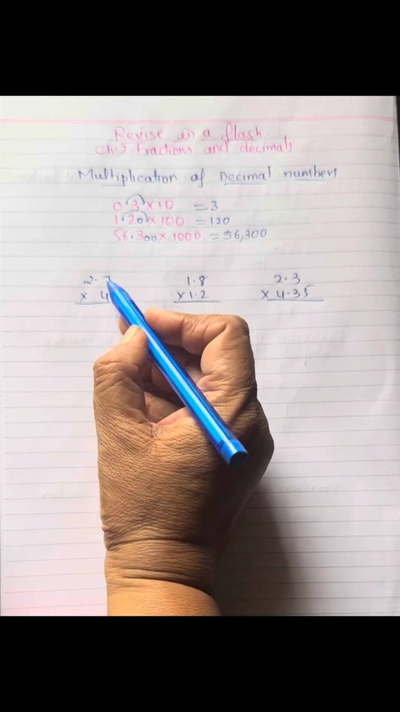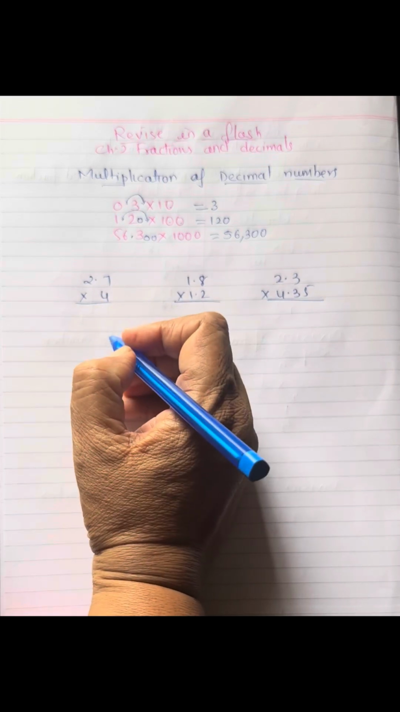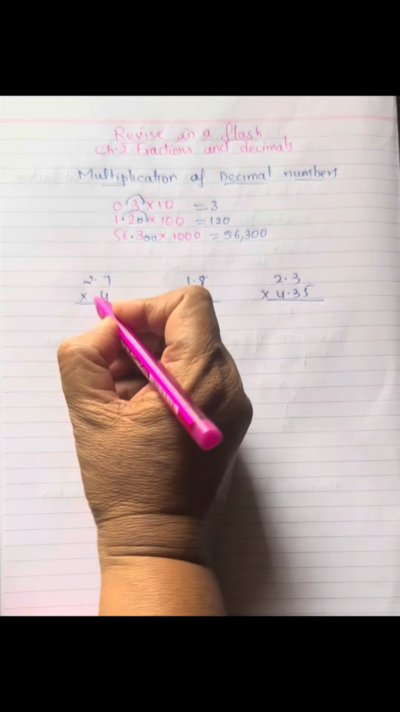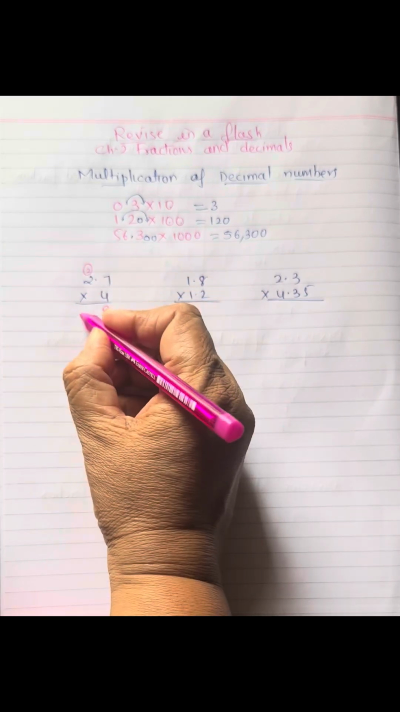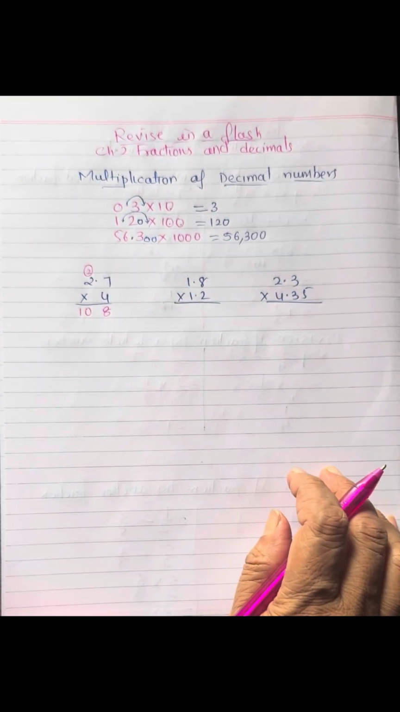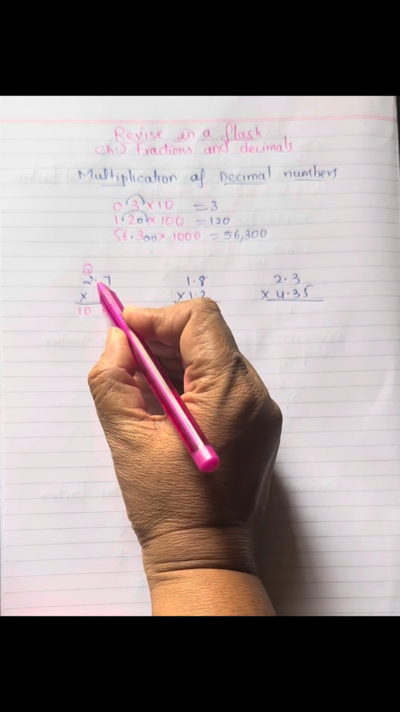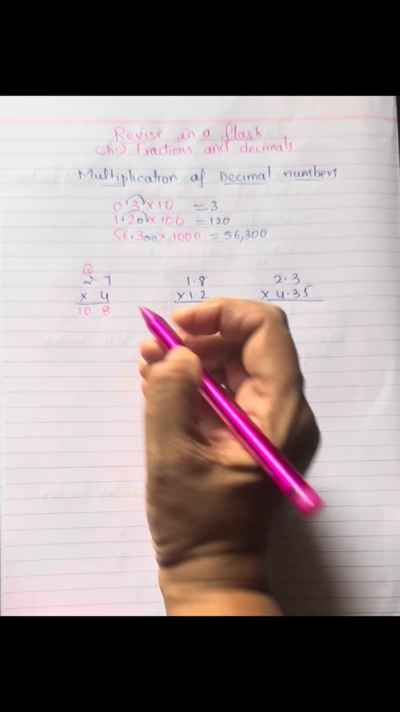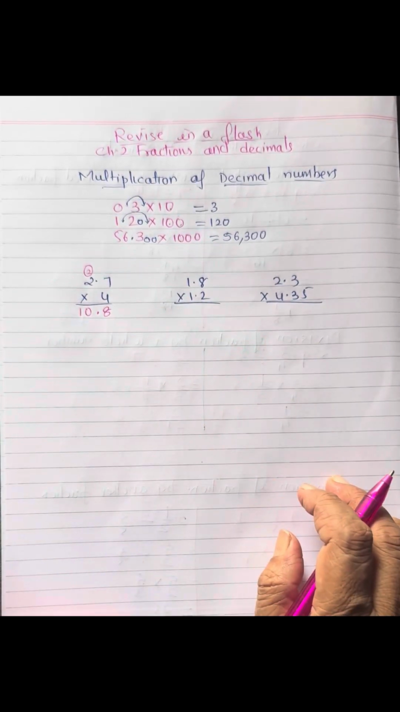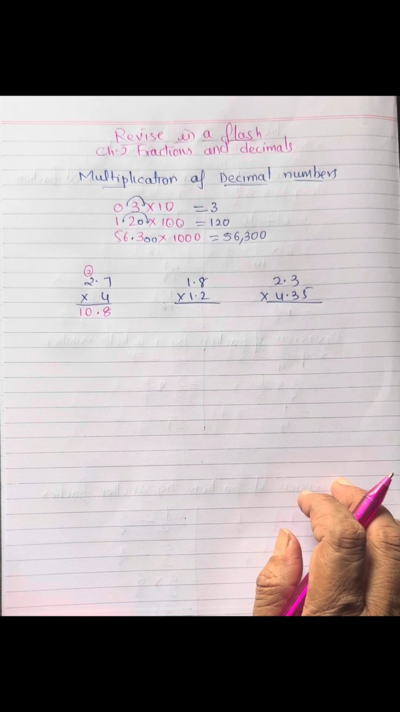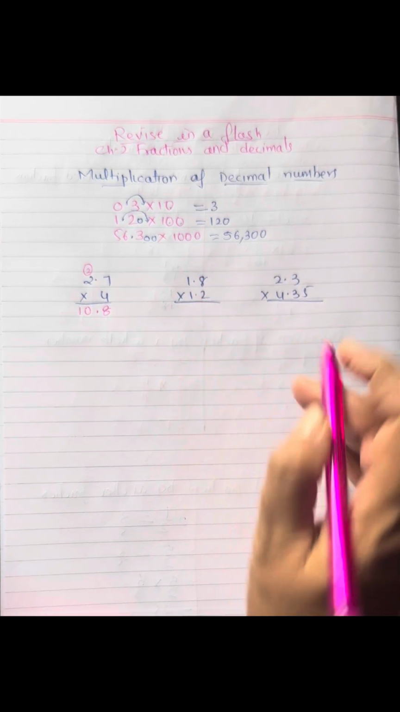So just multiply them ignoring the decimal point, like you are multiplying 27 by 4, right? So 4 sevens are 28, 8, 2 carried, 4 twos are 8 plus 2, 10, right? So you get 108. Now you need to put the decimal point. Just see how many decimal places it has. After the point, there is 1 digit. So from the right side, put a decimal point before 1 digit, okay? This is the rule.